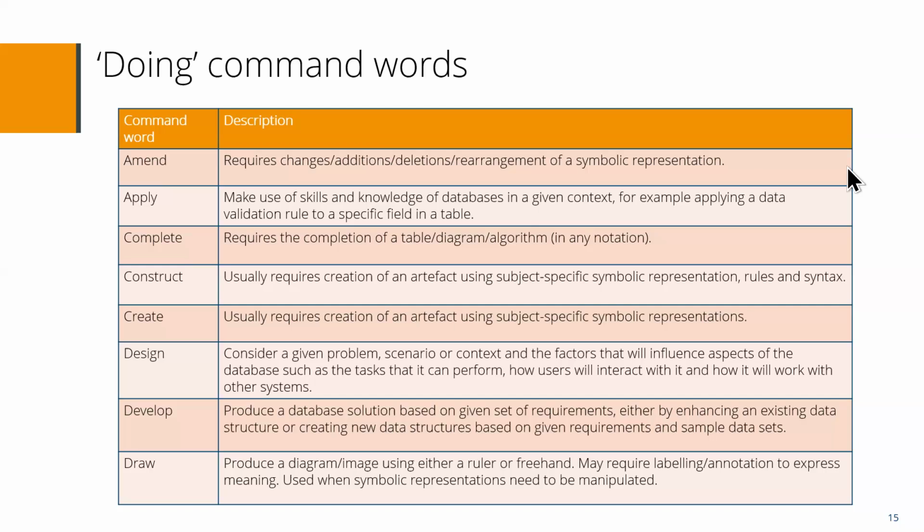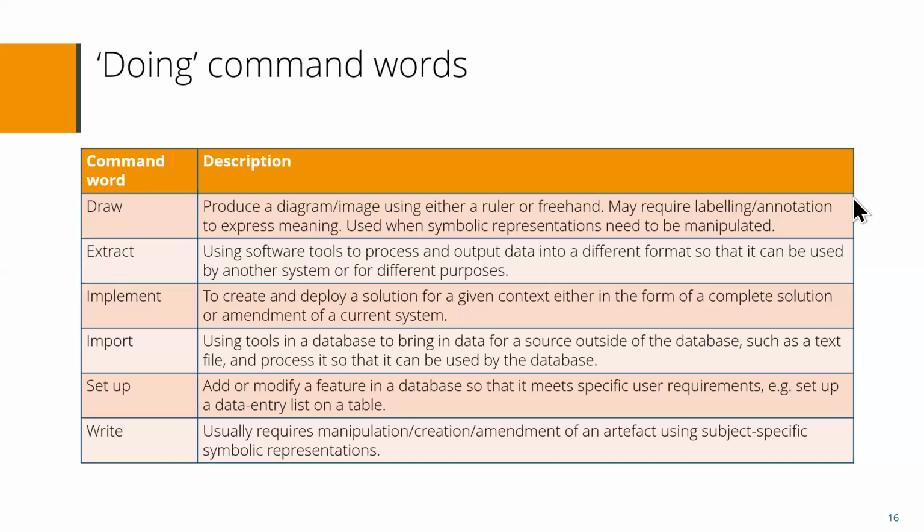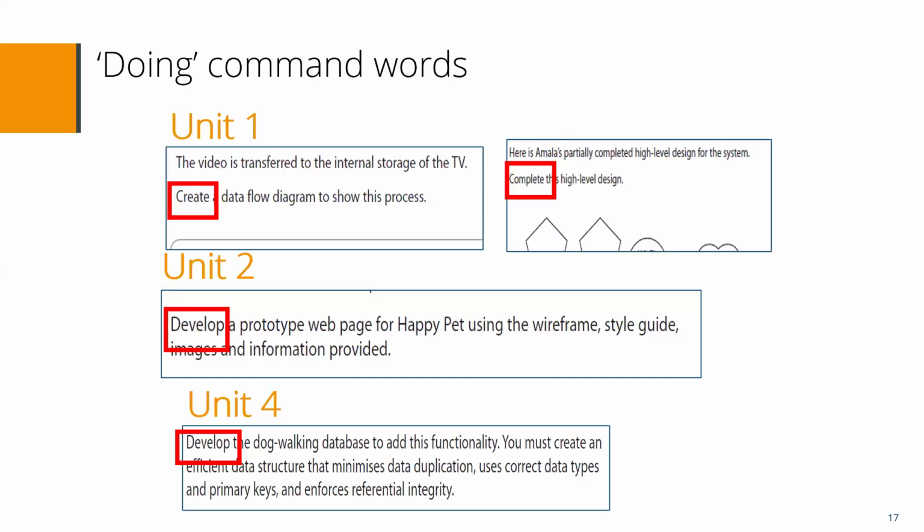So those are the doing command words. There's some more of them, and they're also in the specification. Here we have some examples of how they might appear. In Unit 1, create a data flow diagram. Here is Amna's partially completed high-level design for the system. Complete this high-level design. Develop, notice things have been truncated, I should point out.